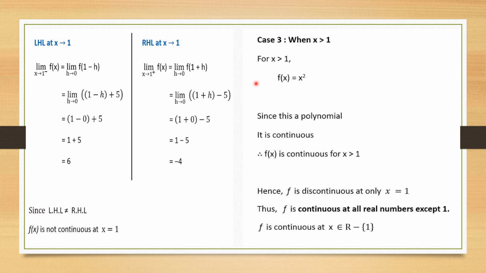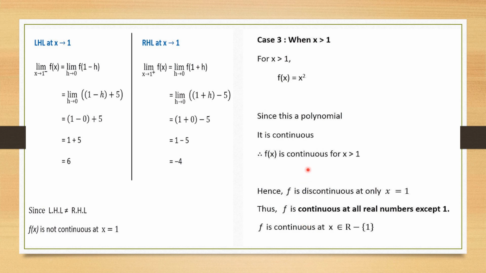Okay, and for x greater than 1, it's a quadratic polynomial, again continuous. Okay, so f has only one point of discontinuity, that is at x equal to 1. So how do we conclude that f is continuous at all real numbers except at 1? That is, f is continuous at x belonging to R minus singleton set 1. So this is how we check the continuity of the functions at all points.